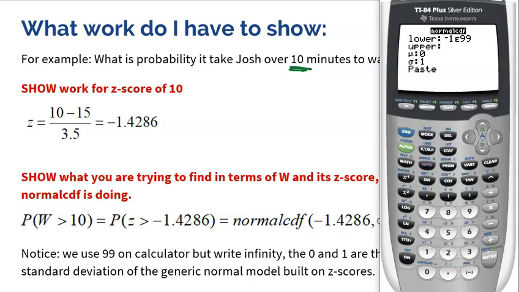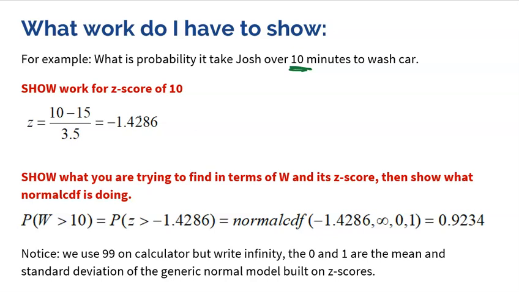So get on your calculator. It's pretty easy. So I'm just going to do 10 minus 15. You have to hit enter first, right? Follow order of operations, do the top first. Then divide it by 3.5. And always round it to 4 decimals, just for accuracy. So I said negative 1.4286.